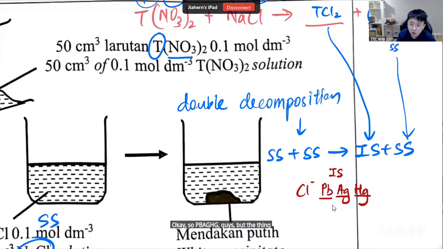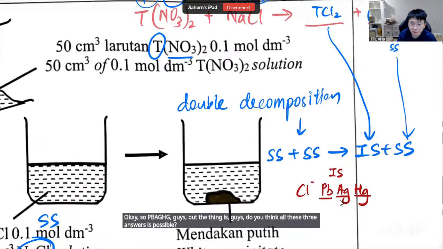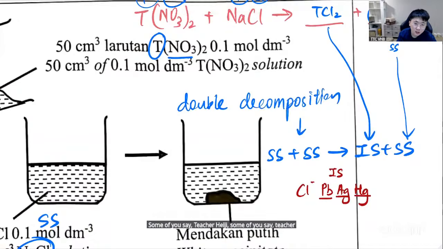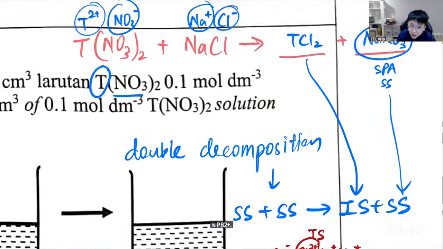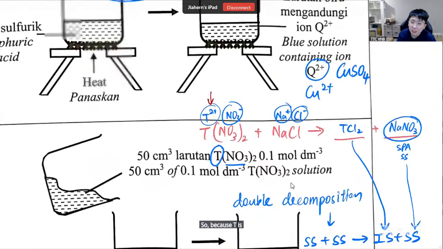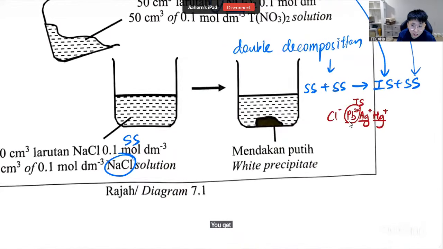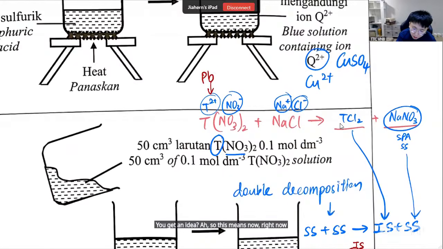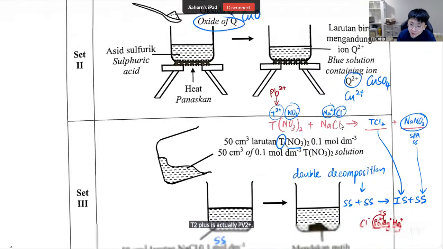But the thing is, guys, do you think all these three answers are possible? Some of you say Hg, some of you say Ag. Guys, but the answer must be only Pb. You know why? Because these three ions are Pb2+, Ag+, Hg+. Only one ion is 2+, which is Pb2+. I just said T is 2+, so because T is 2+, it must be Pb. You get the idea? So right now, we say T2+ is actually Pb2+. Is that okay? All good?